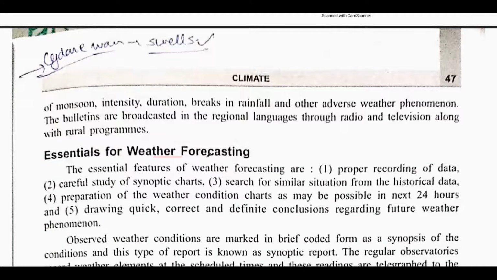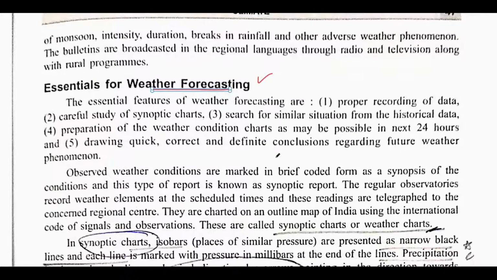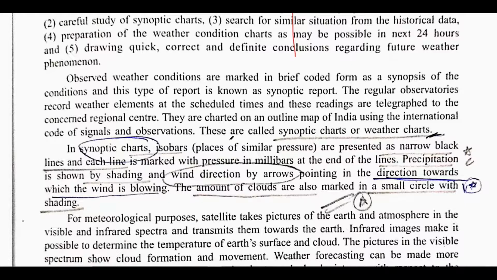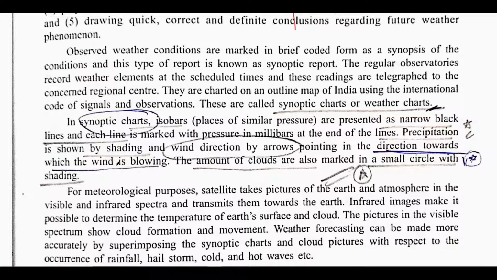Now, essentials of weather forecasting. What are the data that we require, or what are the essential features that we require? That is proper recording. This is not important, you can skip this. The important part is how it is forecasted. For this, synoptic charts are used. In synoptic charts, isobars, this is very important. These 5 lines are very important.